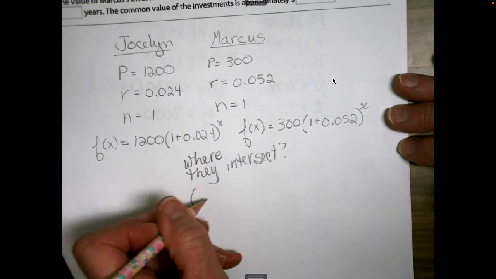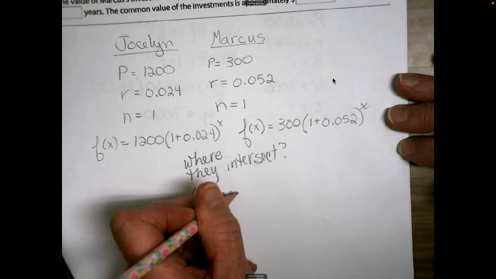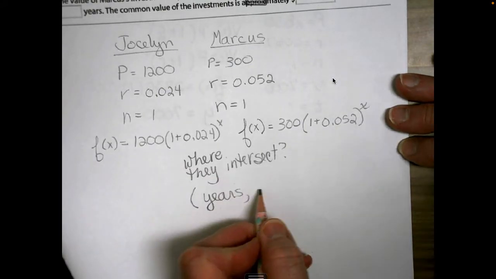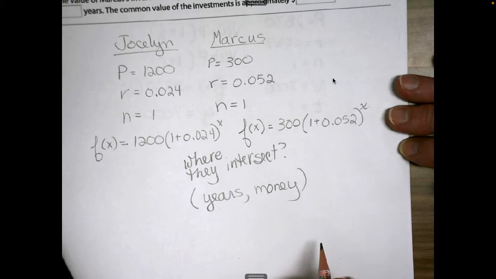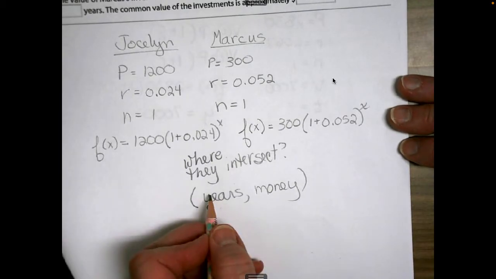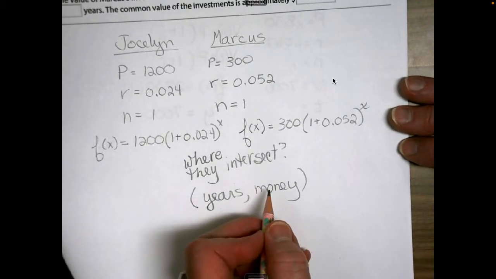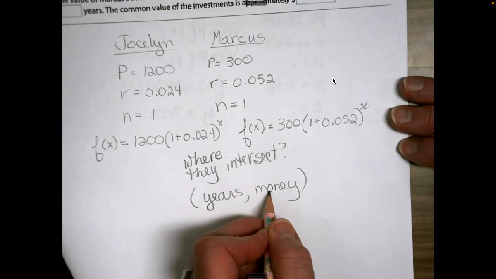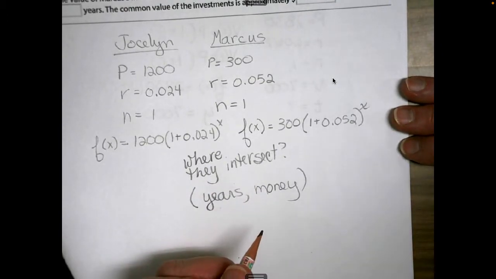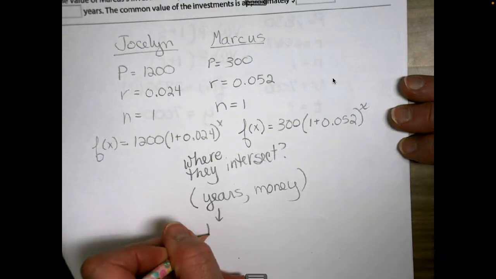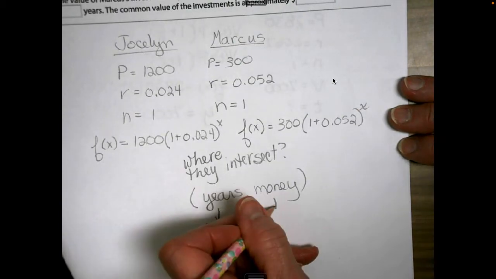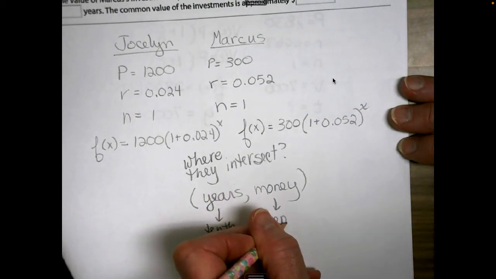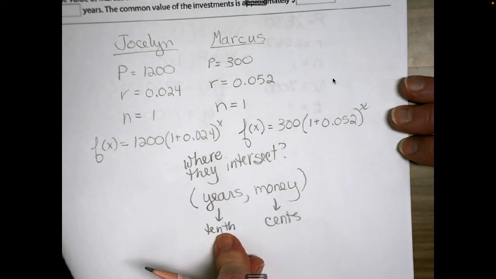The x is the years, and the y is the common value, the money. So when you figure out where they intersect, this will be the years it takes for them to intersect, and this will be the amount of money at the intersection. They want the years to the nearest tenth, and they want the value to the nearest cent. So you've got to round this to the tenths, and round this to the cents.